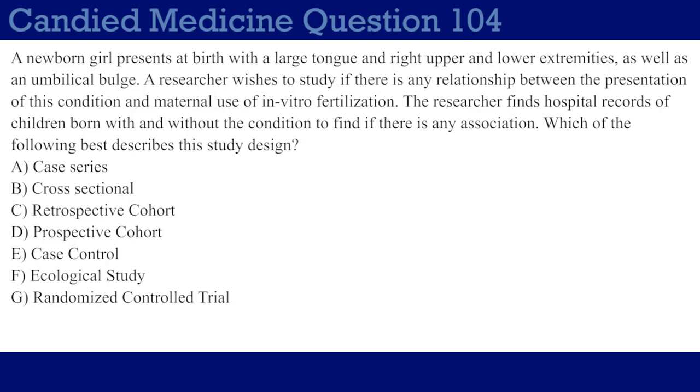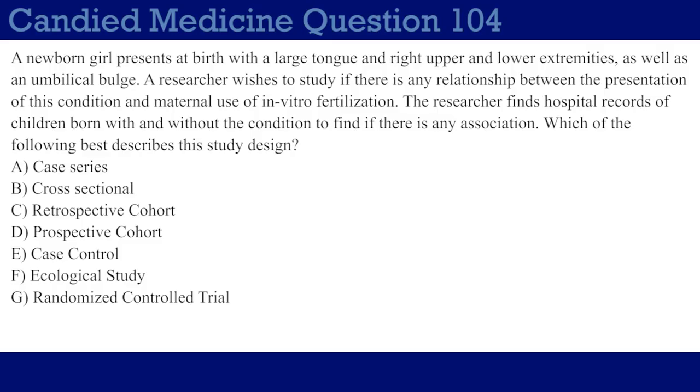A newborn girl presents at birth with a large tongue and right upper and lower extremities, as well as an umbilical bulge. A researcher wishes to study if there is any relationship between the presentation of this condition and maternal use of in vitro fertilization. The researcher finds hospital records of children born with and without the condition to find if there is any association. Which of the following best describes this study design?